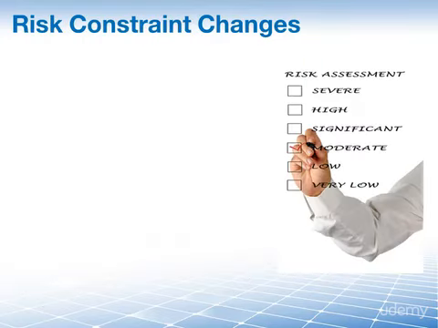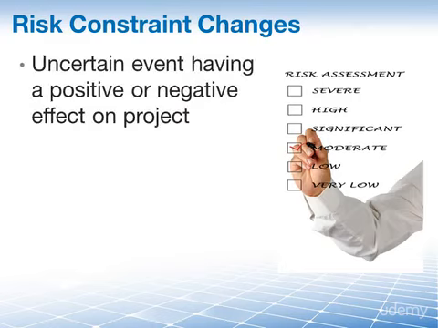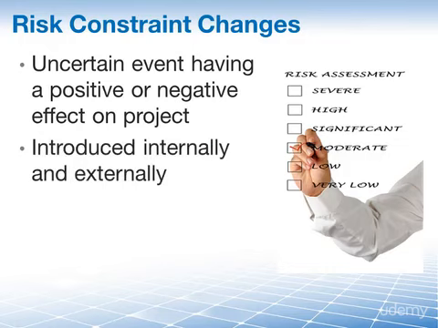Our sixth and last competing project constraint is risk, which refers to an uncertain event or condition that, if it occurs, has a positive or negative effect on one or more project objectives. Risk changes may be introduced both internally and externally at any point during the project, which is why risk management is such an important ongoing task for you as a project manager.